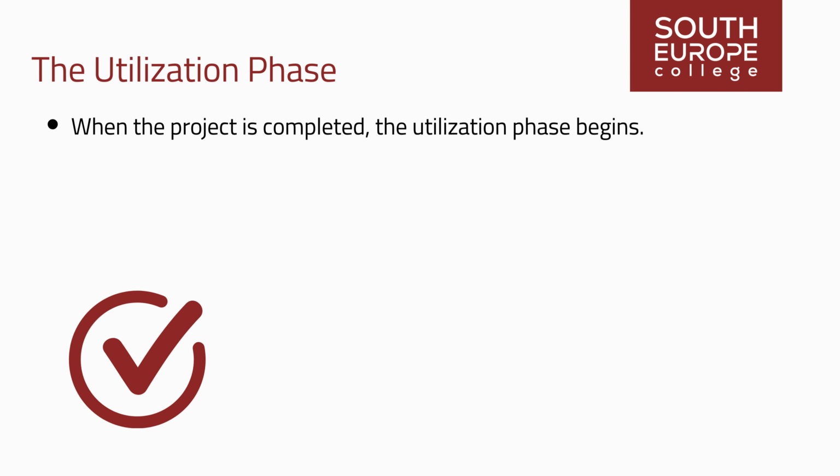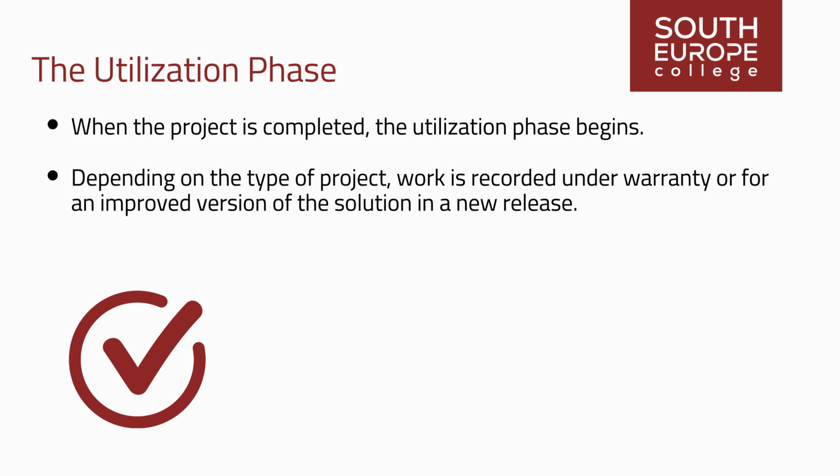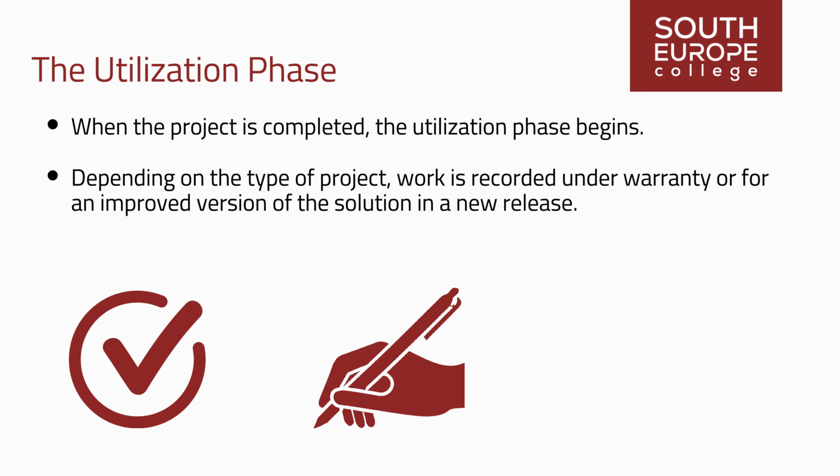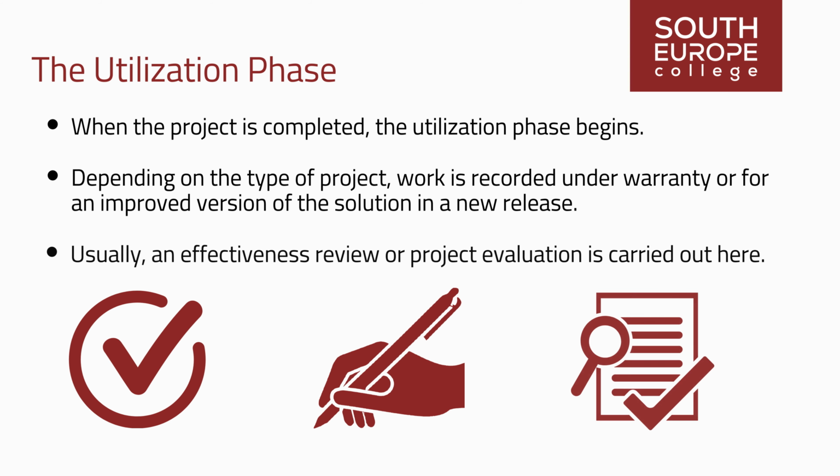When the project is completed, the utilization phase begins. After a predefined period of time, an evaluation or control of the project outcome takes place. Depending on the type of project, work is recorded under warranty or for an improved version of the solution in a new release. Usually, an effectiveness review or project evaluation is carried out here.